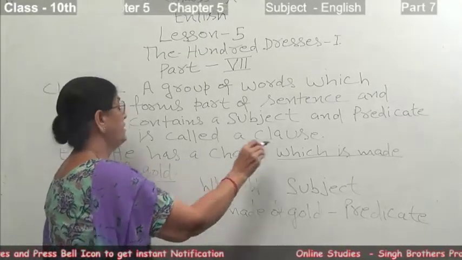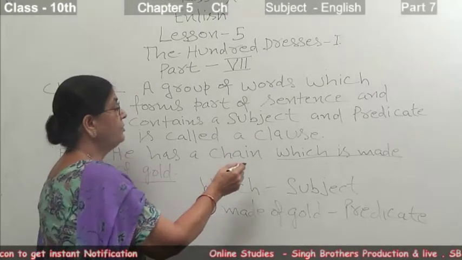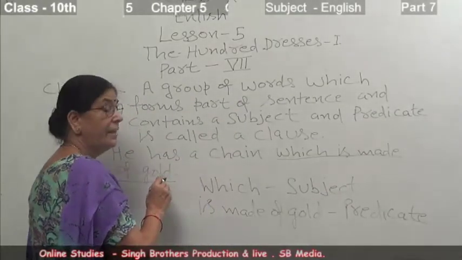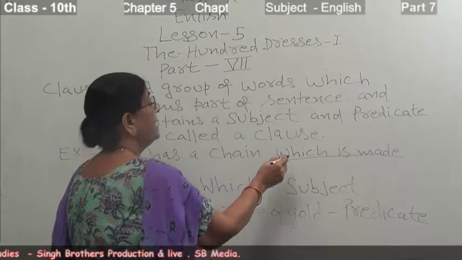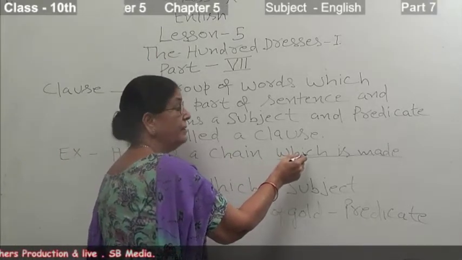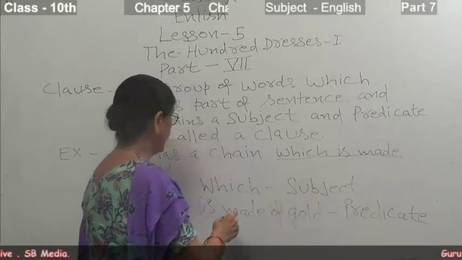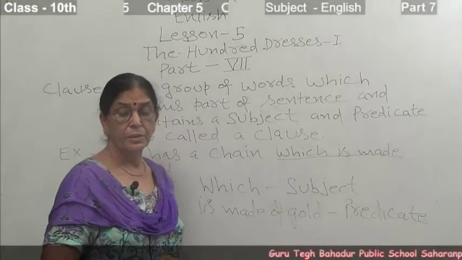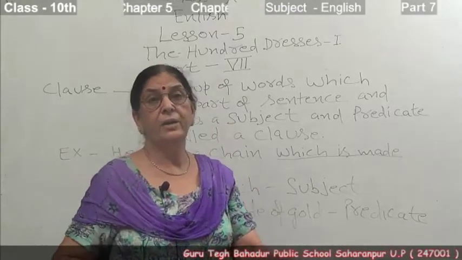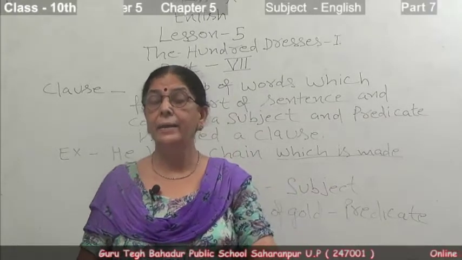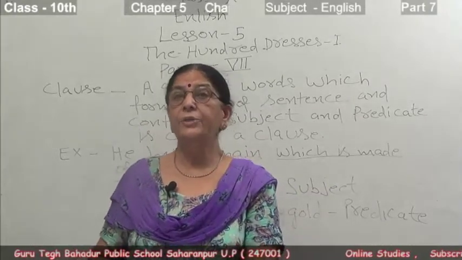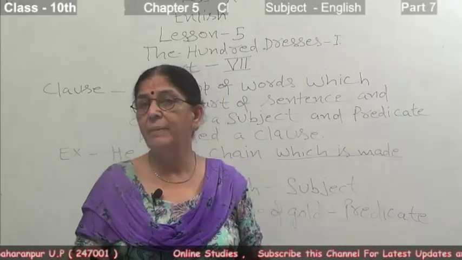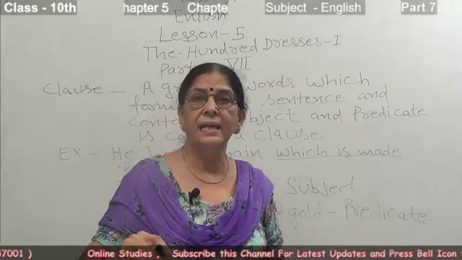He has a chain which is made of gold. Here you can see, which is made of gold is a clause. This clause has a subject, which stands for the chain. It is the subject. Is made of gold is the predicate. So, I think now it's clear to you what a clause is. I may tell you a combination of words which has a complete sense is called a sentence.